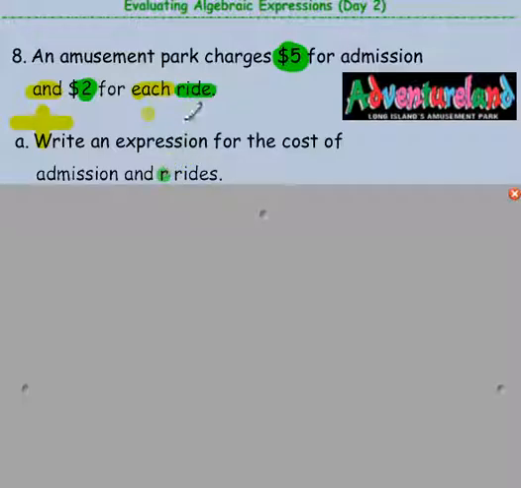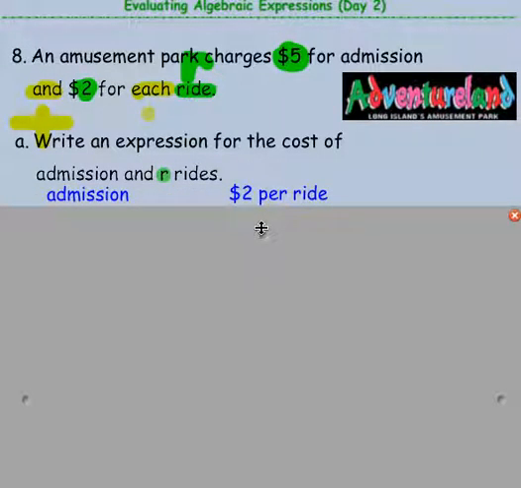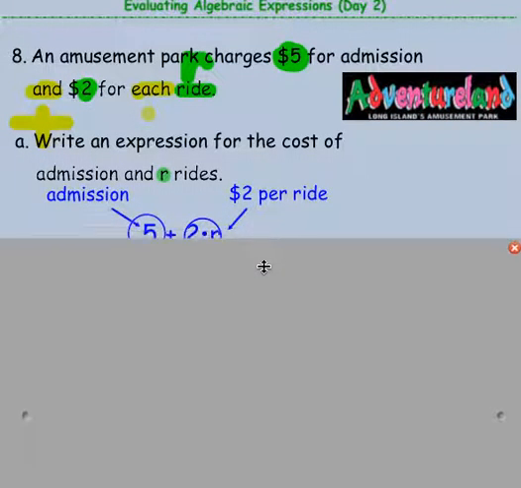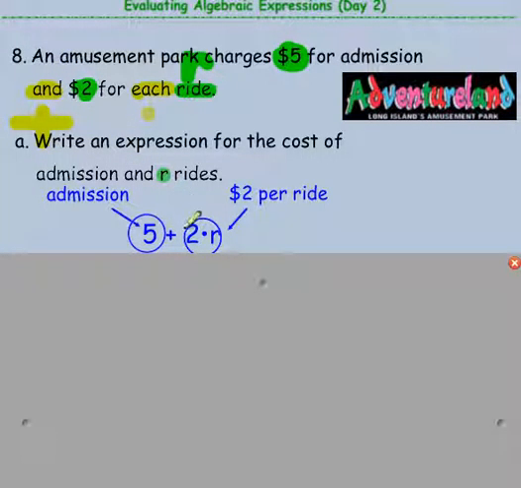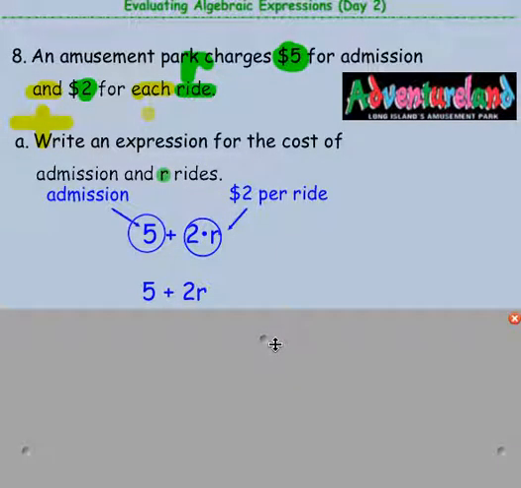Our rides. So they told us that rides have to be represented by R. So let's take a look at exactly what we have here. We have the admission plus the cost per ride. I know that we have admission and it's $2 per ride, which therefore means admission's $5 plus, which we add from the and, 2 times, which is our each, R rides. So our expression would be 5 plus 2R.